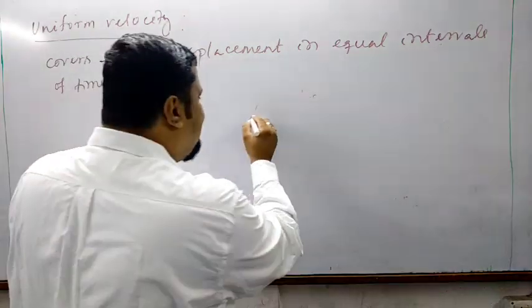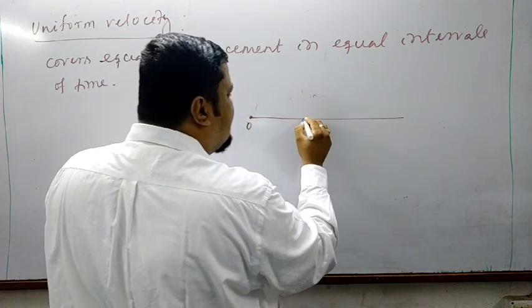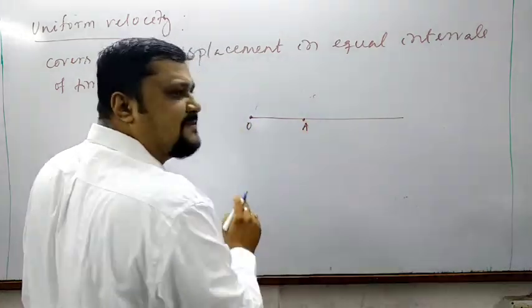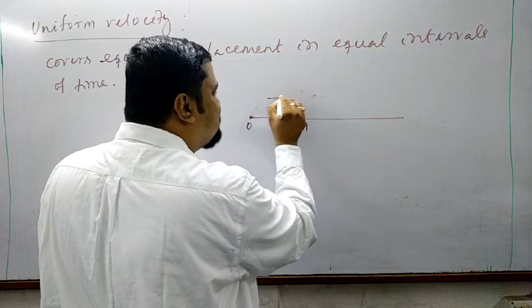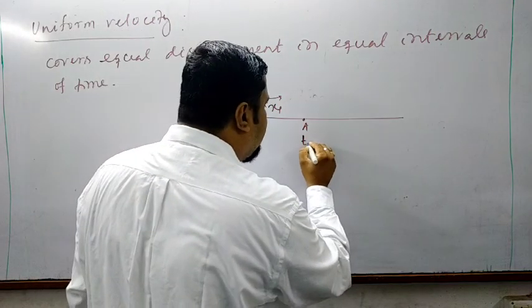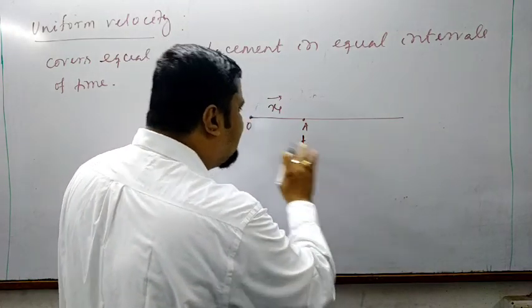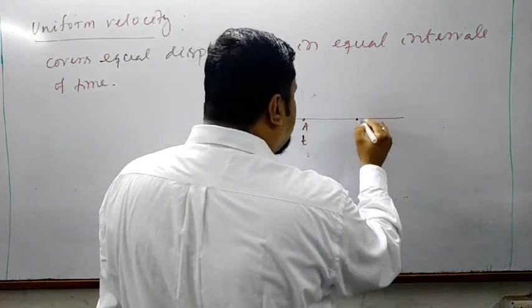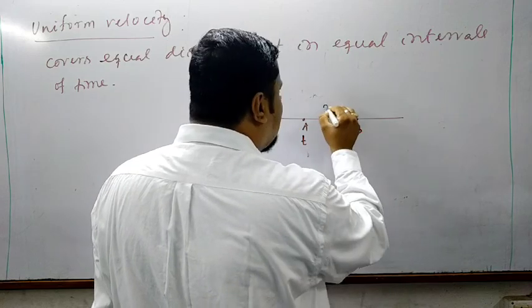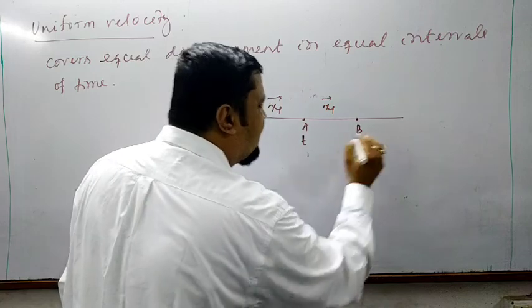Let me take an example. Suppose a body starts from O and reaches A, and the displacement here is x1 as a vector, and the time interval is t. Then it reaches the point B. Again the displacement from A to B is x1, in the same time interval t.